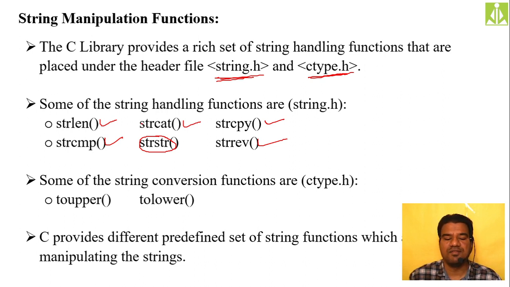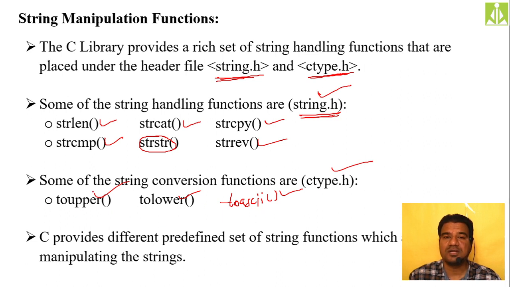All these 5 predefined functions are under the string.h library file. To use them, we have to include the string.h library file in our program. We have another 3 functions: toUpper, toLower, and toAscII. All these 3 functions are part of ctype.h. We have to include ctype.h when we are using toUpper, toLower, and toAscII.